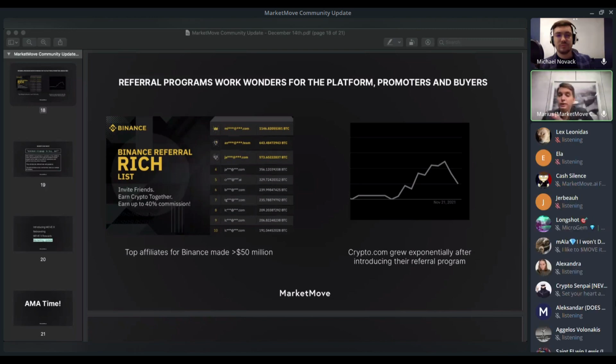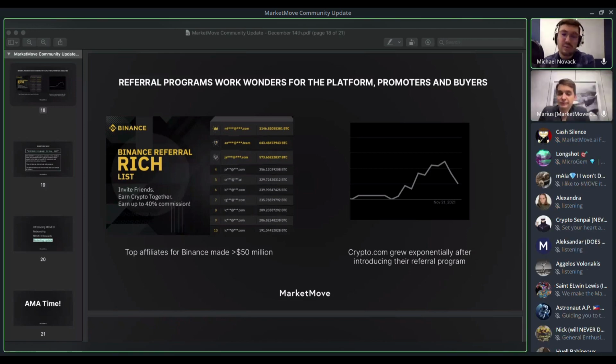Also, we sometimes cannot reach some regional communities simply because we don't know any influencers in certain countries. So if you're local to a country, it may be easier for you to reach your audience than for us. So this is all possible thanks to Movex Rewards.